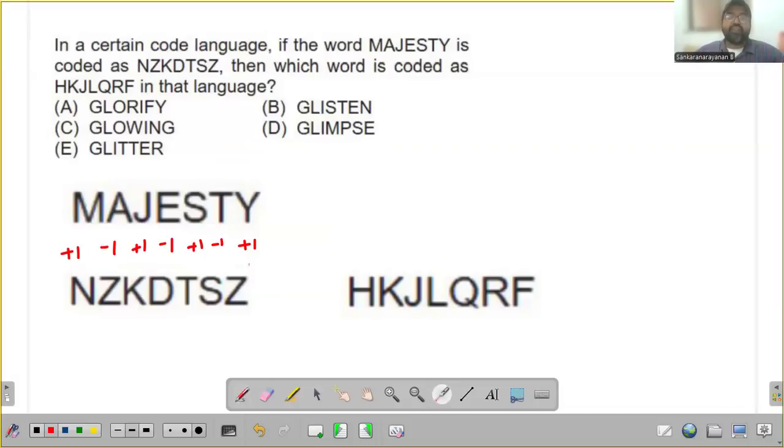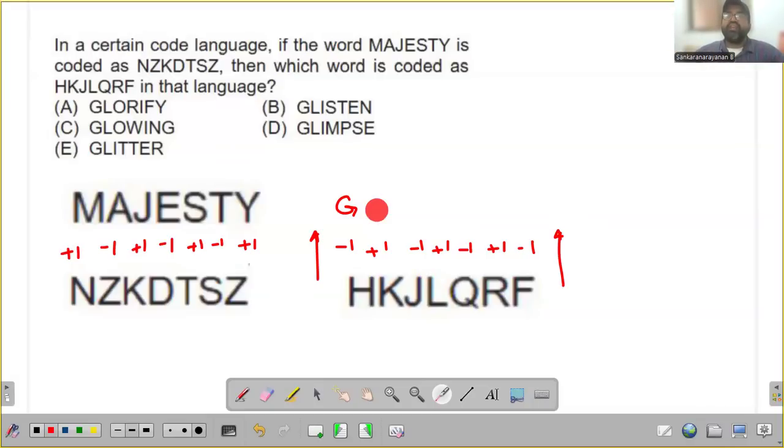M plus 1 is N, so when you're going in the reverse logic, N minus 1 you will do. So H minus 1 will be equal to G. Then it will be minus 1, plus 1, minus 1, plus 1, minus 1, plus 1, minus 1. You are going in the reverse logic here, so that's why there is a small change. Accidentally, don't place that H, K, J, L, Q, R, F on the top and try to find out what it is by applying plus 1, minus 1, plus 1. It's the reverse that you have to do.